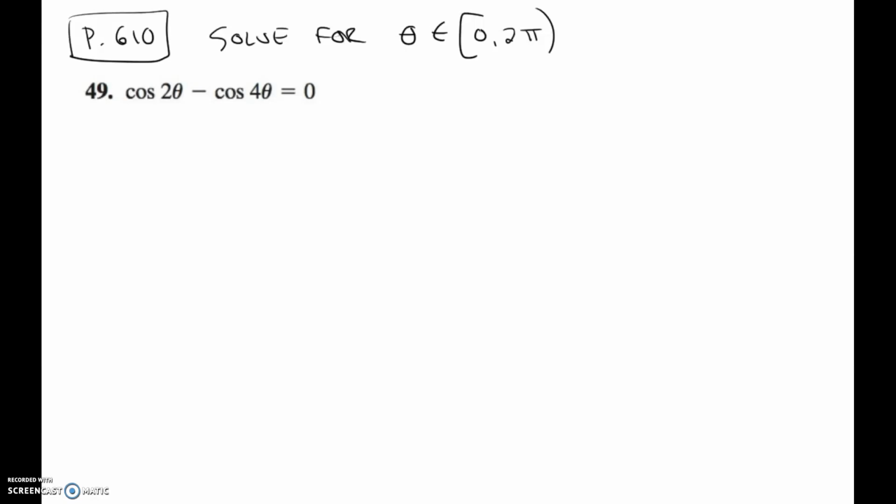All right, number 49 on page 610. By the way, this is my second attempt. I screwed up the first one. I think I had the right technique. It was just, you've got to be careful about those little mistakes.